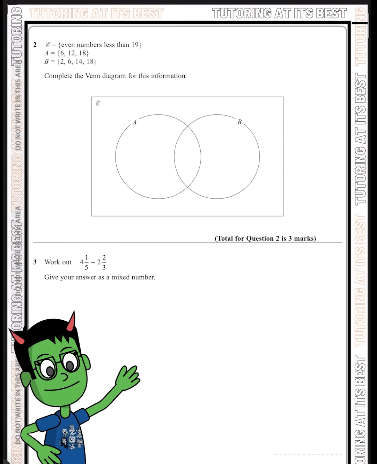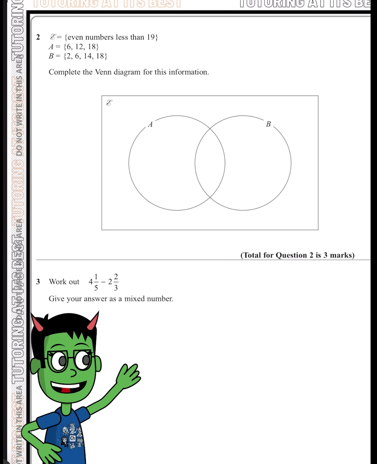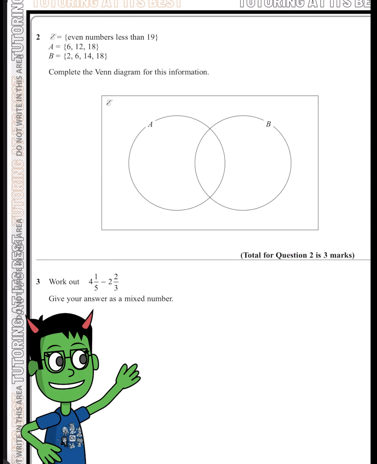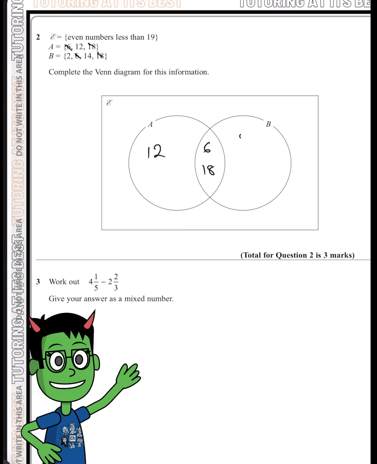Beautiful. Okay, question 2. Complete the Venn diagram for this information. So we know we're working with even numbers less than 19, so we haven't got all of the even numbers in A and B. So the first thing I'm going to do is find the similarities, which again is 6 and 18, that are in both. I'm then going to find out what A has, which is just 12, and then what B has, which is 2 and 14. But remember, we're working with all of the even numbers less than 19. So there's 4 that are remaining, which are going to be 4, 8, 10, and 16, and that's 3 marks in the bag.